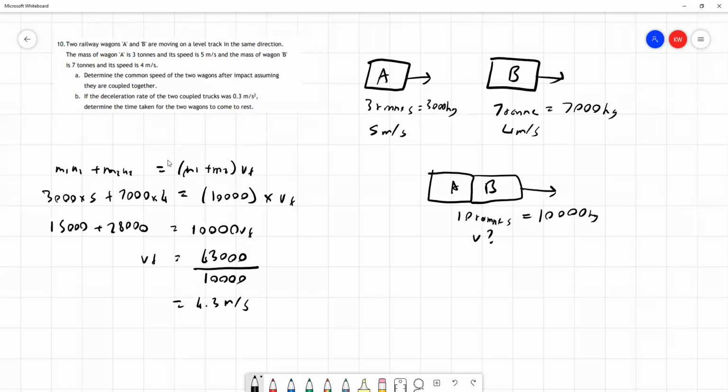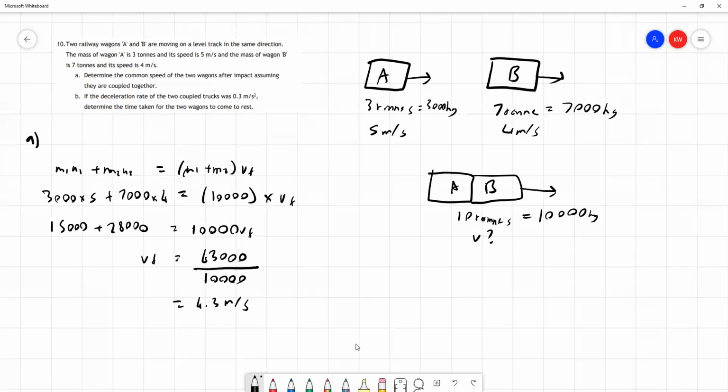And as a bit of a common sense check, it was going to be somewhere between 4 and 5. If one of them is moving at 4 and one of them is moving at 5, and they move off in the same direction, the resultant velocity is going to be somewhere in between there. But we need to do our calculation to find out where. So that's part A.